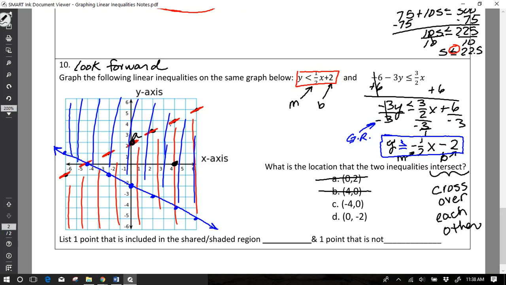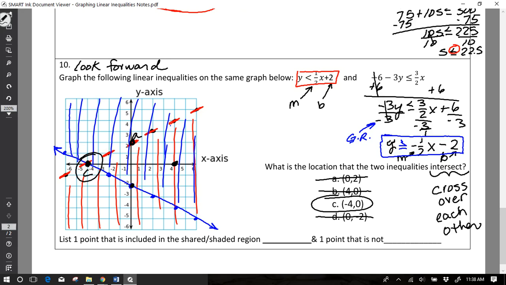Negative 4, 0 is right here. And I do see the solid blue line and the dotted red line cross right there. Then I'm just going to check my point D, 0, negative 2. And that is on the blue line, but it's not on the red line, so it's not there either. So it's got to be a point on both the red line and the blue line, which is right there.